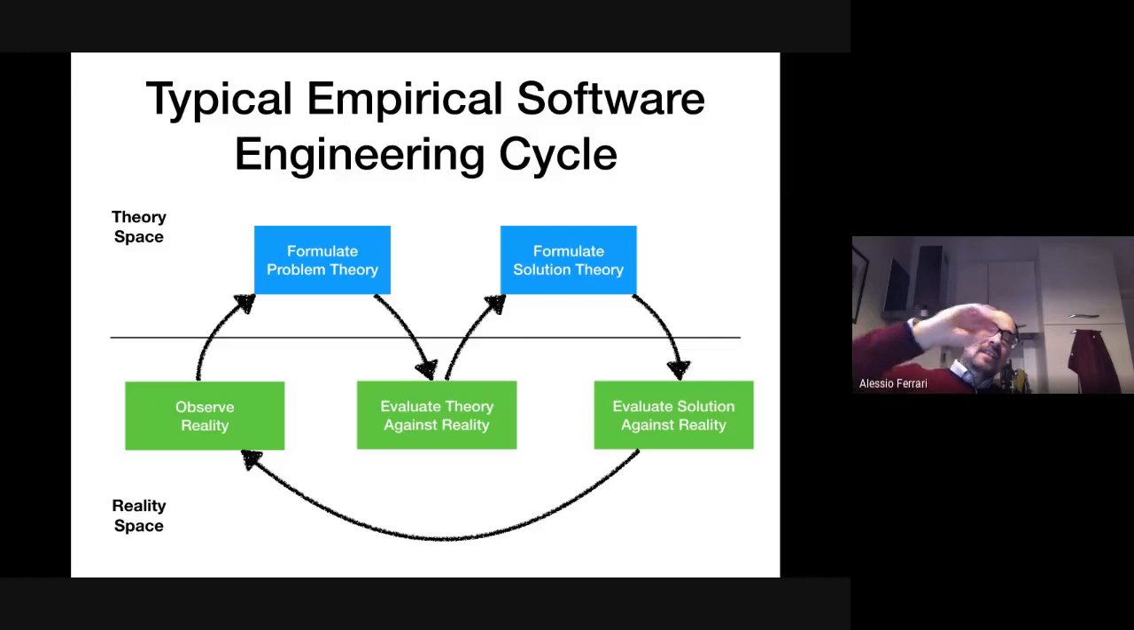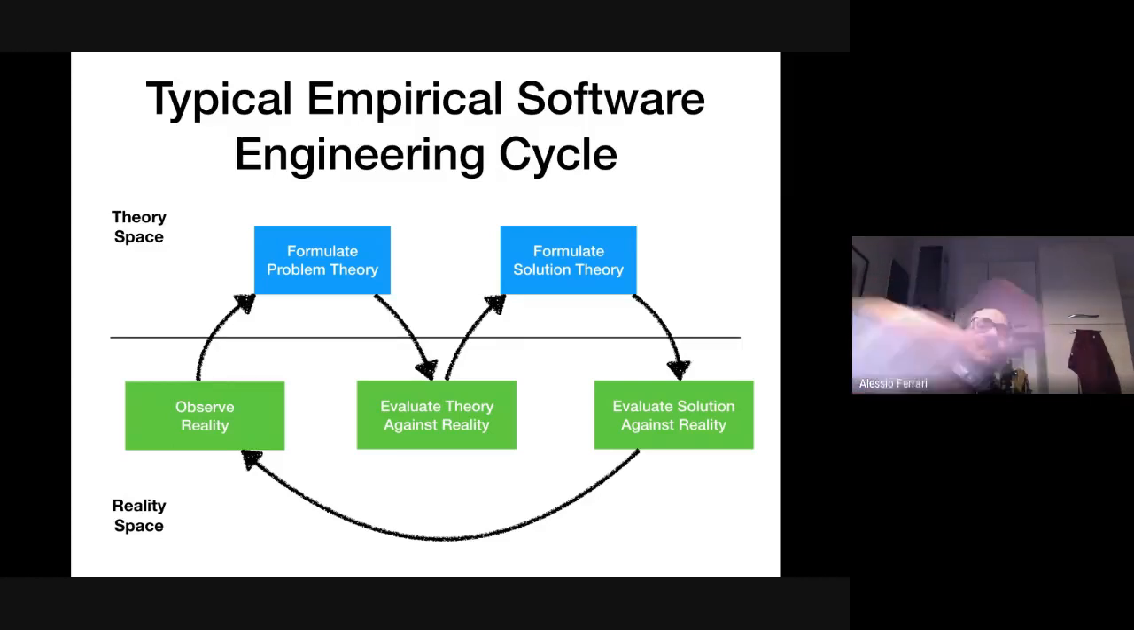So as I said, we have two spaces. I didn't say it, but somehow I implied that we are considering two spaces. One is the reality space, the space of the software process, the picture that I showed you before with the customer, with the developer, etc. That is the reality space. And then there is the theory space, the space of abstraction, the space in which I, as a software engineering researcher, try to understand what the problem is and how to solve it.